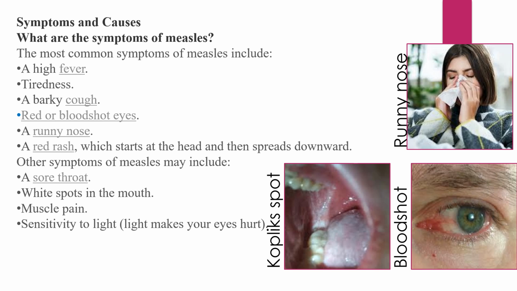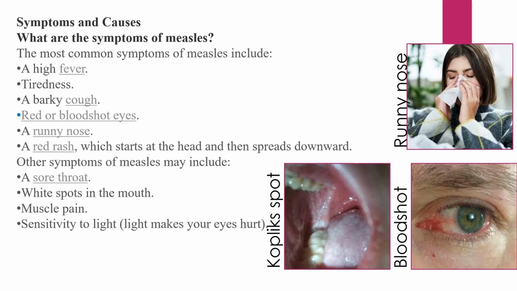Now, coming to the symptoms, here are some you can visualize: a high fever, tiredness, a barky cough, red or bloodshot eyes. You can see this picture where I presented the bloodshot eyes. There is also a runny nose and a red rash, which I showed you earlier, which starts at the head and then spreads downwards. Other symptoms are a sore throat and white spots in the mouth.